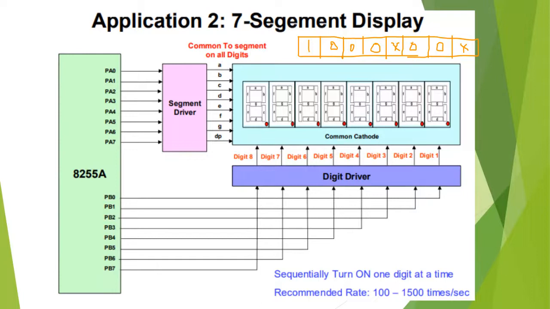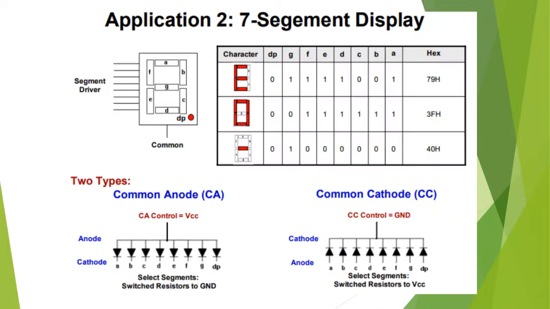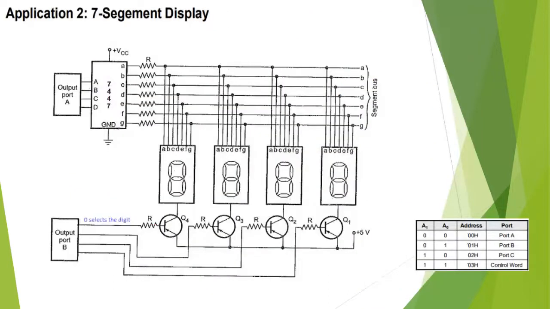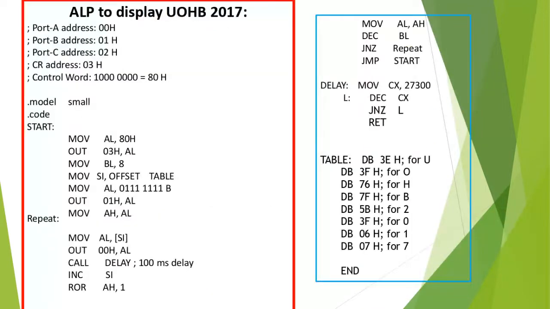Is it clear? So either 80H or 89H. Is the control word okay? Yes, so 80 or 89. Now let us write the program. So the control word is 80H.